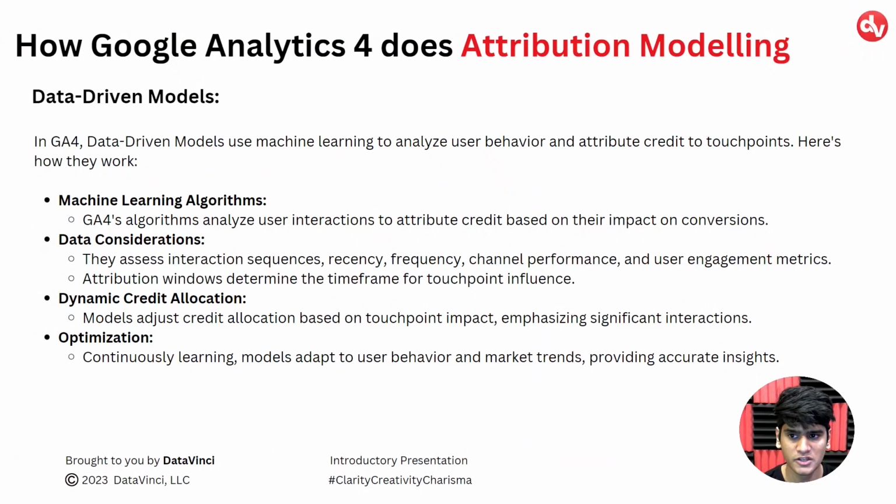So for data-driven model, in GA4, data-driven model use machine learning to analyze user behavior and attribute credit to touchpoints. Here's how they work. So the first one is machine learning algorithms. GA4 algorithms analyze user interactions to attribute credit based on their impact on conversion. Data consideration. They assess interaction sequences, recency, frequency, channel performance, and user engagement metrics. Attribution windows determine the time frame for touchpoint influence. Dynamic credit allocation. Model adjusts credit allocation based on touchpoint impact, emphasizing significant interactions. Optimization. Continuously learning model adapt to user behavior and market trend, providing accurate insights.